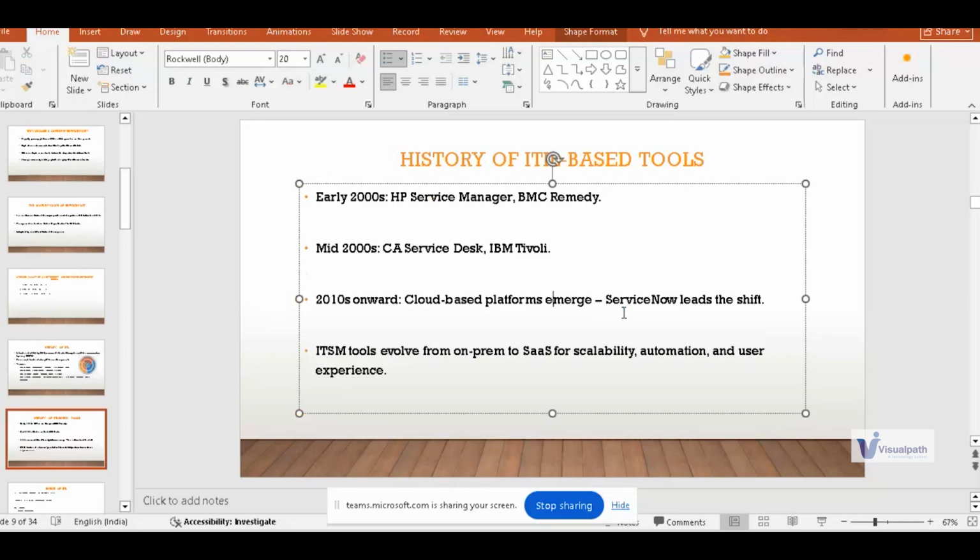Meanwhile, ServiceNow got developed, and in 2010, ServiceNow started booming, and people started looking into it. ITSM tools evolved from on-prem to SaaS, with scalability, automation, and experience. On-premise users also exist.